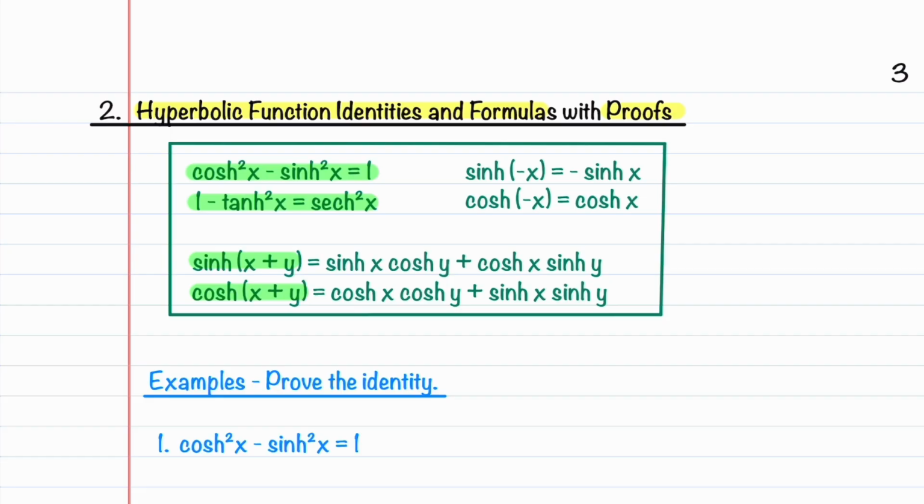Up here in the upper right, we have a formula for sinh of minus x, and it's just minus sinh of x. And then cosh of minus x is just cosh of x. Now, those 2 formulas are the same as the formulas that you have for sine and cosine.